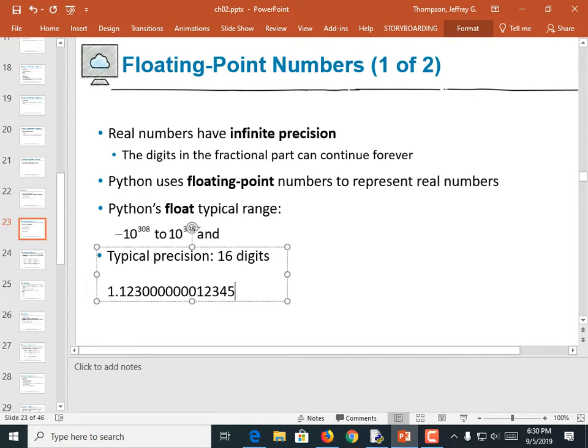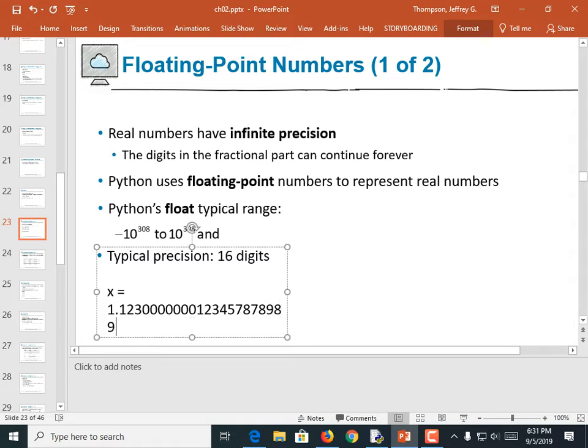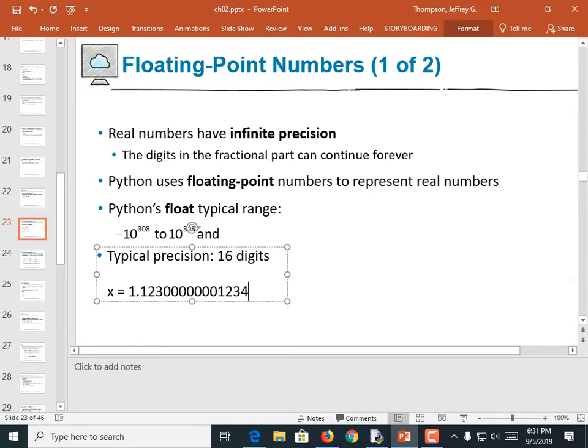If I start tacking on extra numbers, like if I said x is equal to, and then, like that would not work. It would round it off to what, 15 or 16 digits. Now, that doesn't mean 15 or 16 places after the decimal point. It means digits total. This would work just as well. Still 16 digits of precision. Maybe 15 if I accidentally deleted too many, but you get the idea.